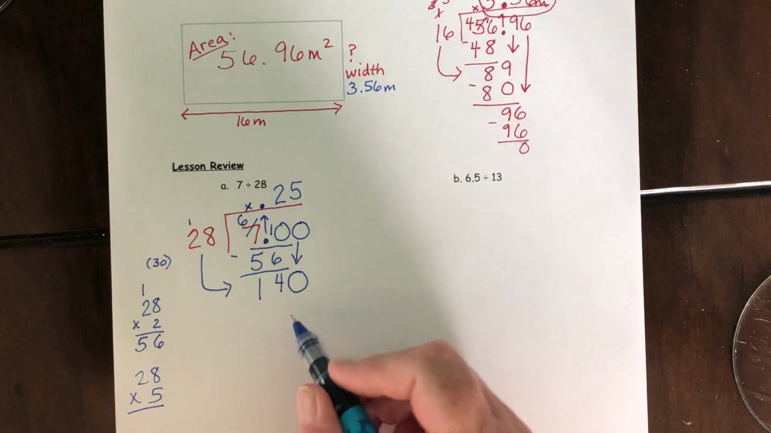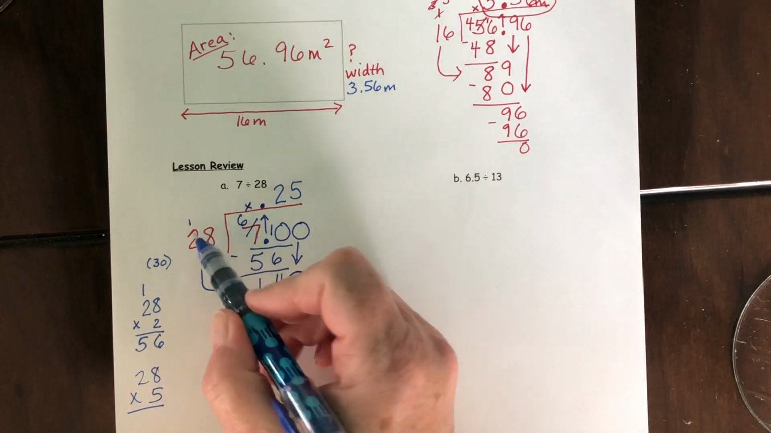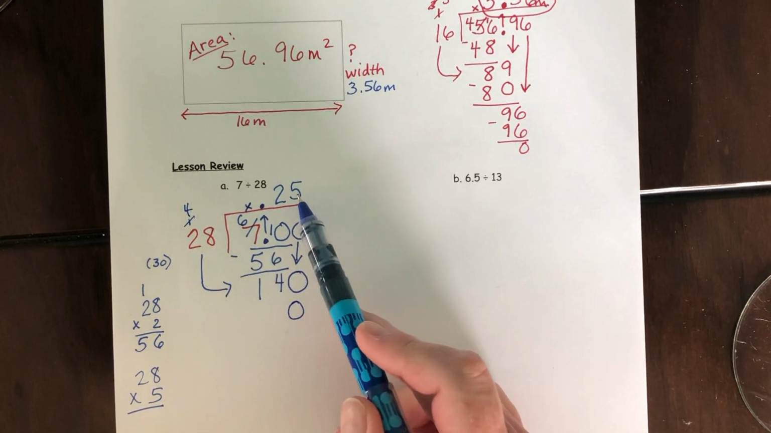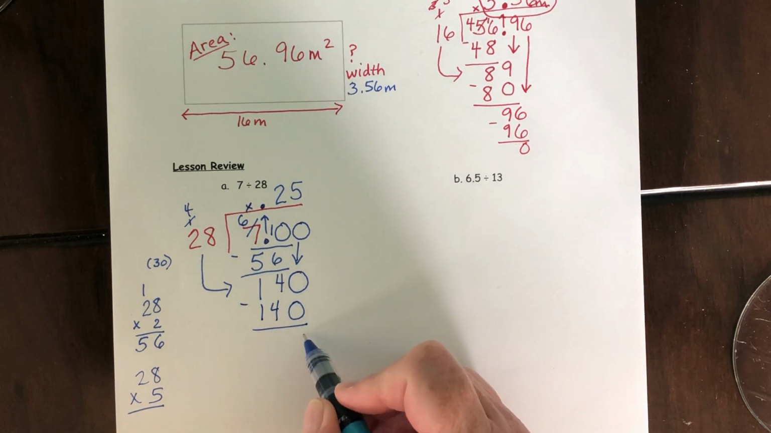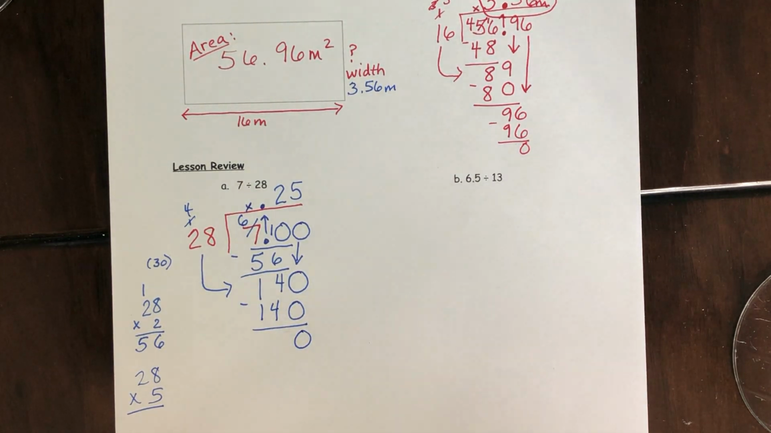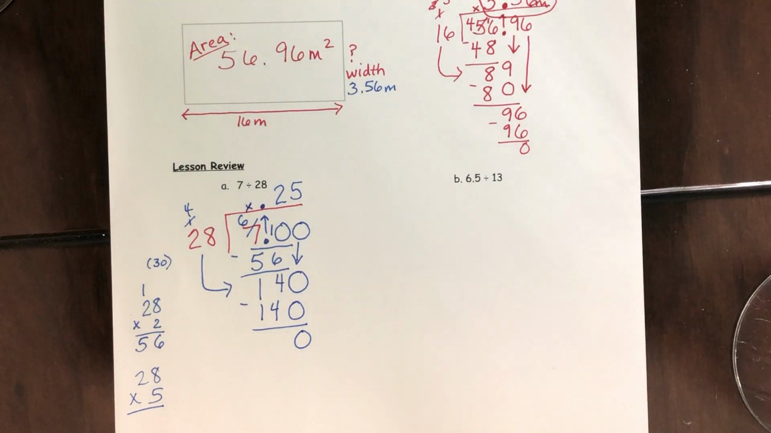5 times 8 is 40. Put down the 0. It's a 4 carry, and then 5 times 2 is 10 plus the 4. Lines up. 140 minus 140 gives us no remainder, so our answer for this one is 25 hundredths.